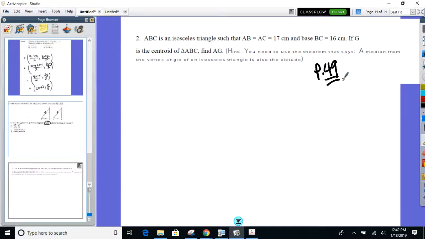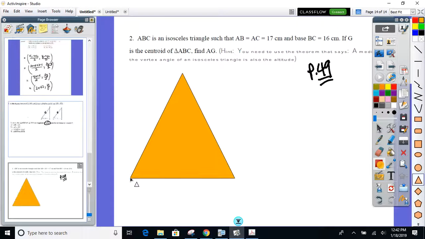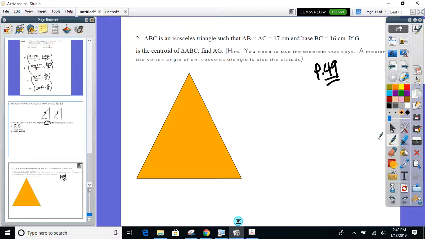All right, here we go. Let's get a triangle going here. ABC is isosceles, with both these sides being 17 and 17. The base is 16, and G is the centroid of the triangle. Find AG. All right, well, if that's a centroid, it's going to be located on the what of this triangle?